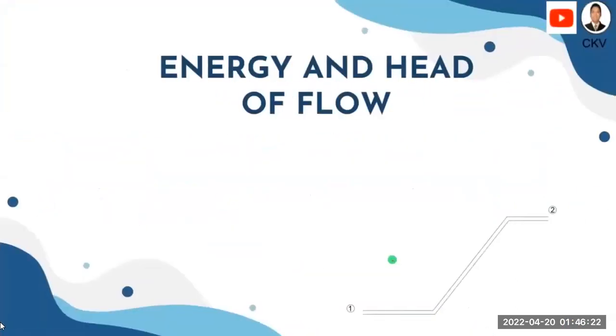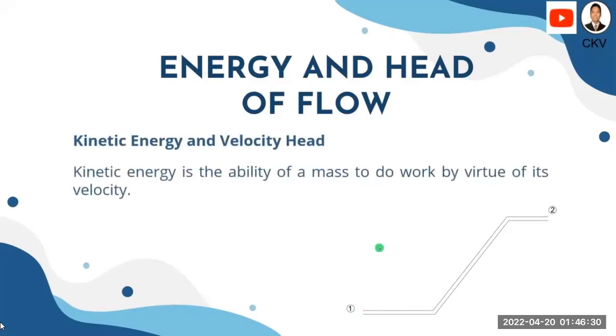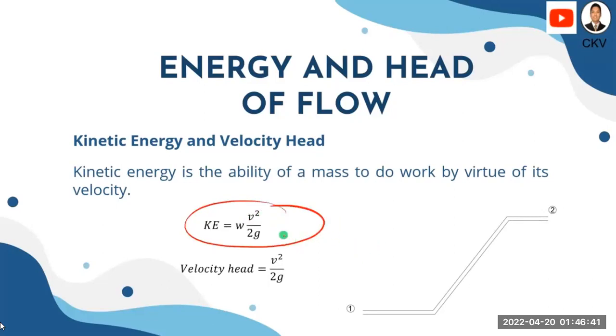So the first type of energy present in flowing liquid is the kinetic energy. The kinetic energy is the ability of a mass to do work by virtue of its velocity. So here is our equivalent formula for the kinetic energy: W V squared over 2g. But if we are going to express that into its velocity head, since the head is defined as the energy per unit weight, we cancel out the W.